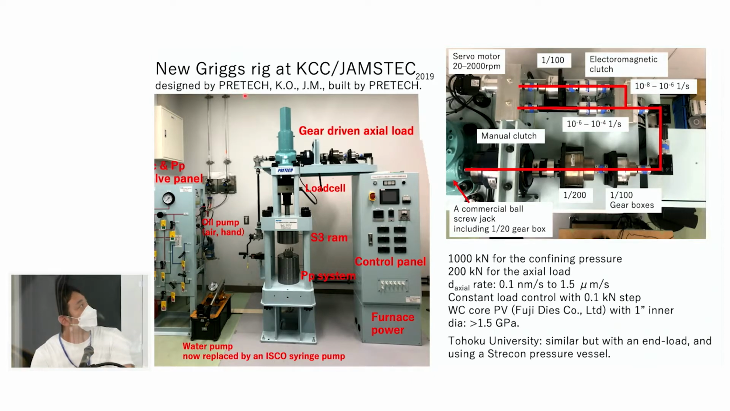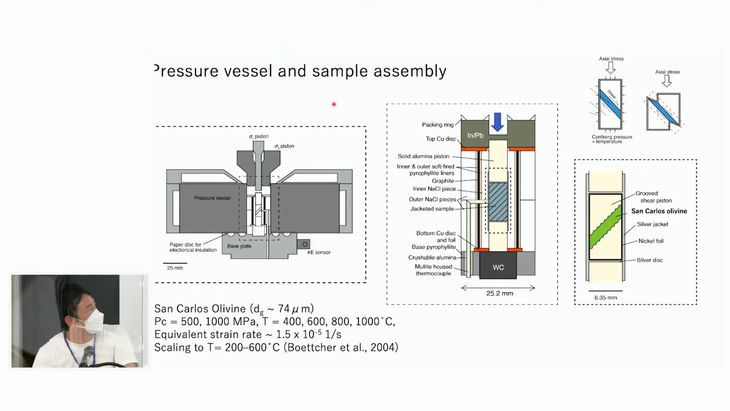Griggs is an American geologist's name, who built the original versions like 60 years ago. We redesigned it and installed it more than 3 years ago. Using this apparatus, what we did is simple. We pressurize the rock sample and just press it, at high temperature and high pressure.